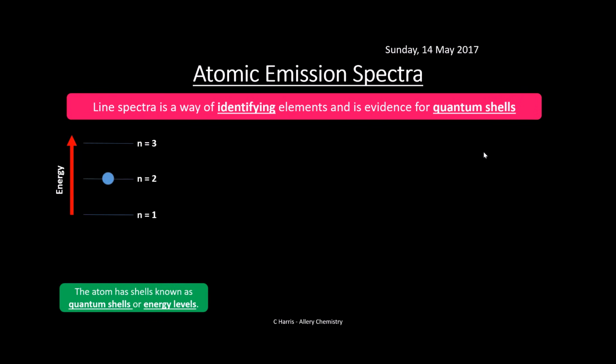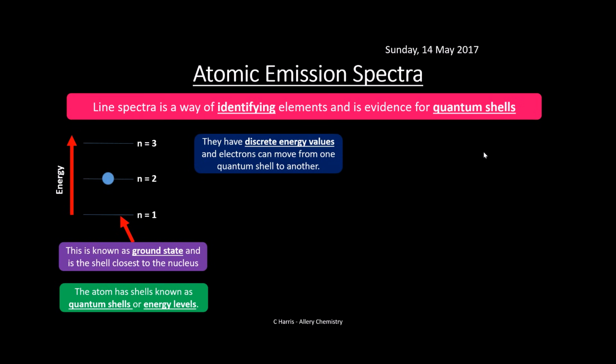An atom has shells, and we know them as quantum shells, or energy levels. We've got a diagram here showing 3 different energy levels. The one at the bottom is known as the ground state, and it's the shell closest to the nucleus, so we call that n equals 1. They have discrete energy values, and the electrons can move from one quantum shell to another quantum shell, but they can't exist in between.